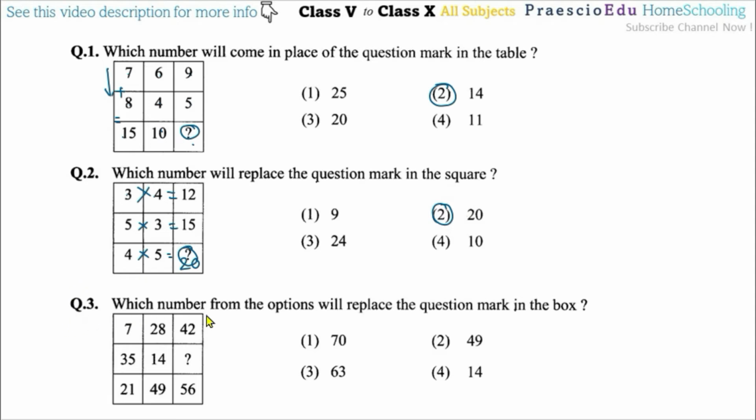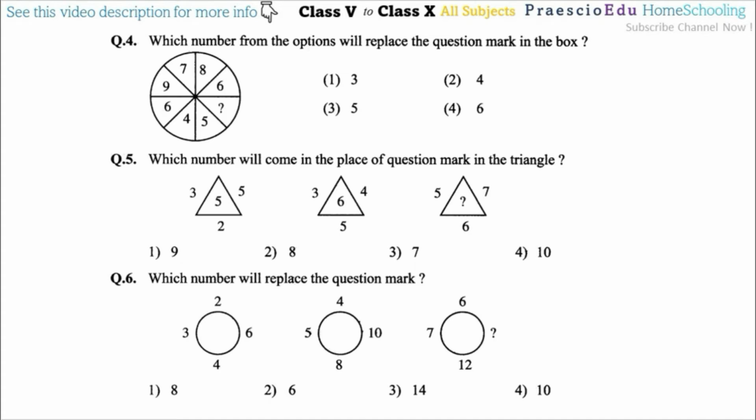Now question number 3: which number from the options will replace the question mark in a box? For this one, there are 7, then 14, 21, then 28. This is the multiples of 7, or the table of 7. So 7, 14, 21, 28, 35, 42, 49, 56, and after 56 it should be 63. This is a vacant place with a question mark, so it can be replaced with 63. 7 times 9 is 63, which means option number 3 is the correct one.